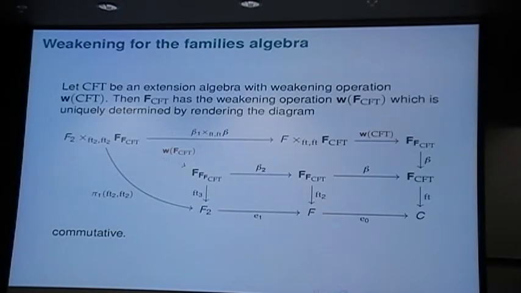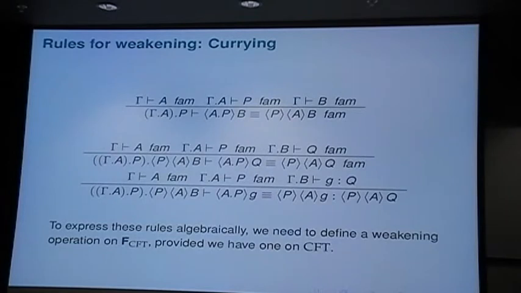This is going to be a diagram. Now we see that in the upper rule, we are not weakening only by A, but also by P. So we need to find a new operation, which is weakening on the family model. So I said that at the bottom. We have the weakening on the CFT, but we also need the weakening on the F, on the slicing of that, to express this rule. So that's what I'm going to construct next.